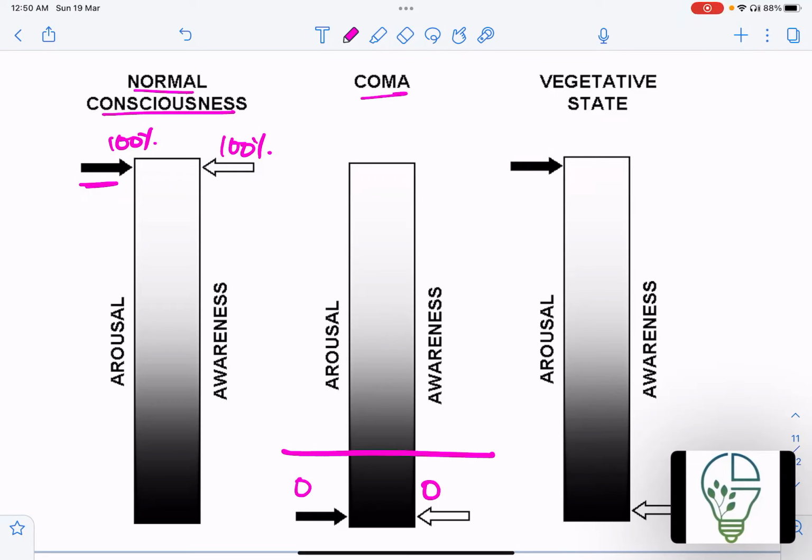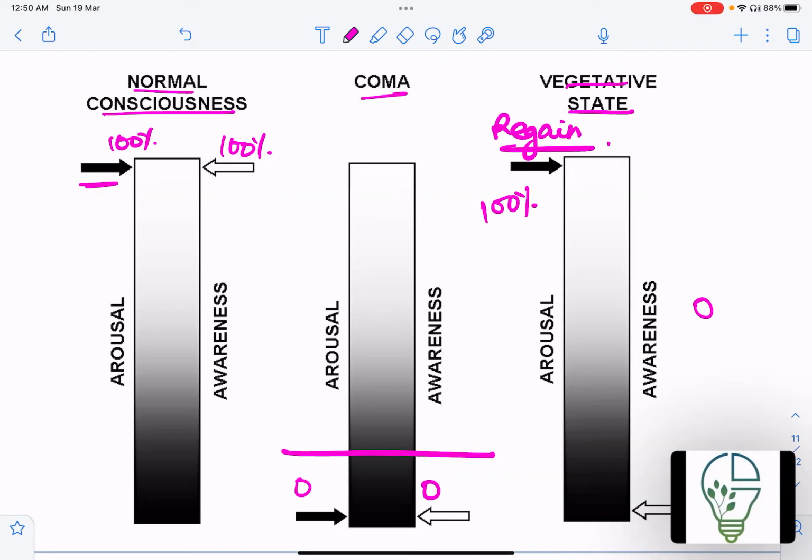None of that is working. All right. But when you look at vegetative state, what happens in the vegetative state? In the vegetative state, they regain some of the function, meaning they have 100% arousal, but their awareness is zero. It's completely lacking. And how does that work? If the patient is not aware, how does the arousal work, right?